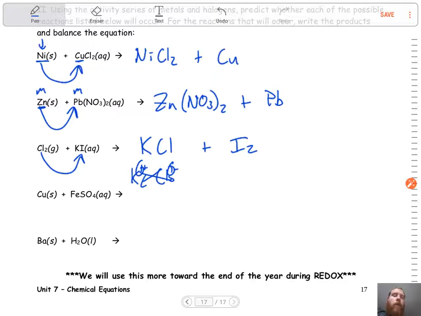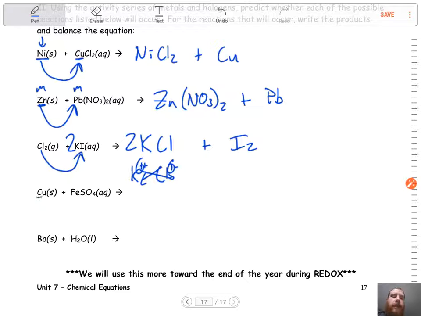So when we predict products, that is the only time we can change subscripts. We do not change subscripts when we balance equations. We only do it when we predict products. And remember, most of the time you're not going to be predicting them. So this would be it. We'd have to balance it, put a 2 there and a 2 there.